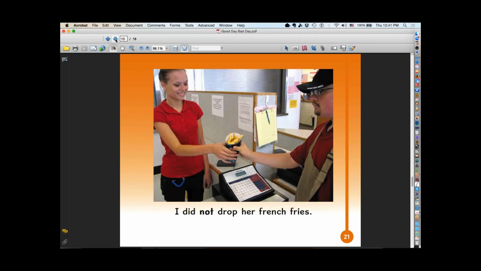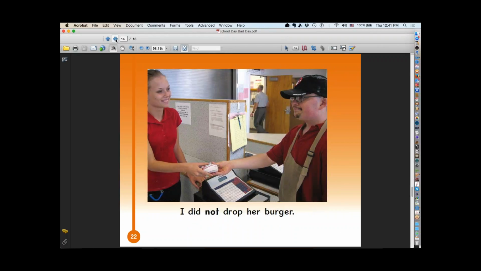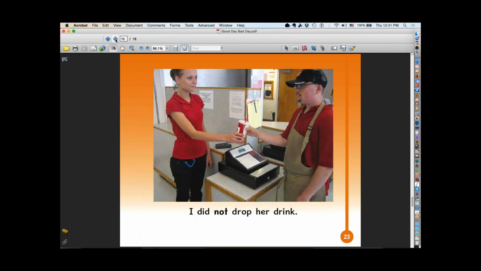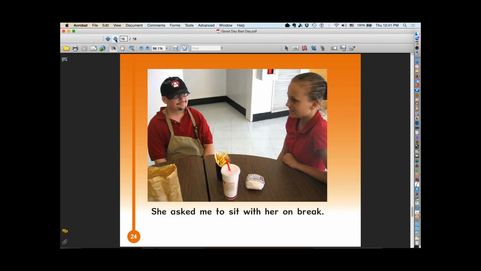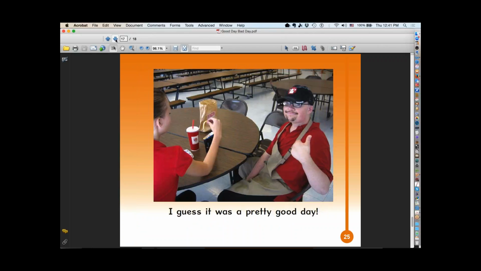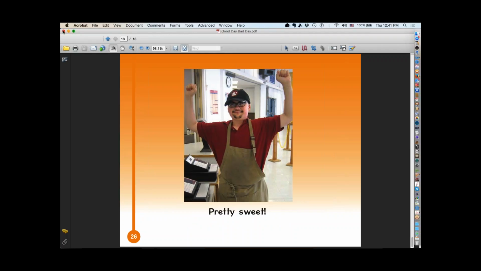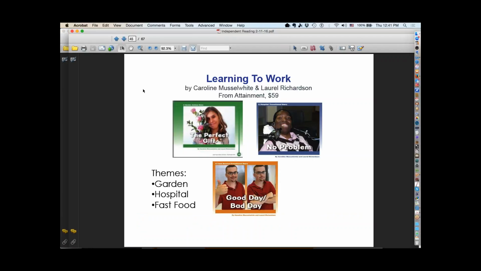Finally, another pretty girl came in. I did not drop her French fries. I did not drop her burger. I did not drop her drink. Notice that the photos are supporting. So if you know that pattern, I did not drop her blank, you can look at the picture to find out if it's French fries, burger, or drink. She asked me to sit with her on break. I guess it was a pretty good day. Pretty sweet. So you can see that that might be more age respectful for older students.